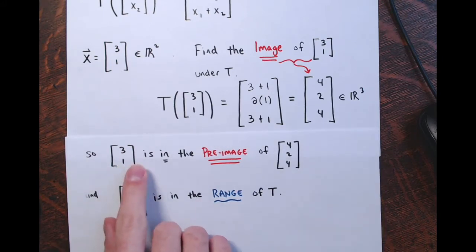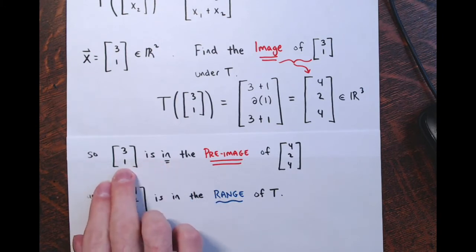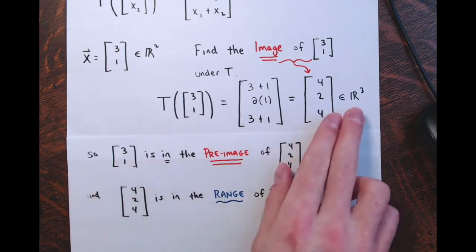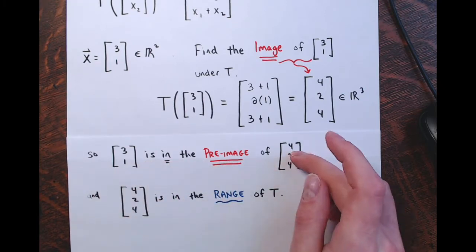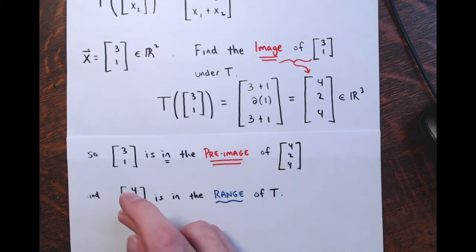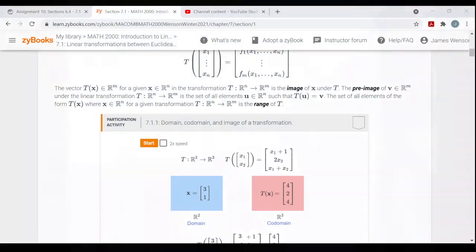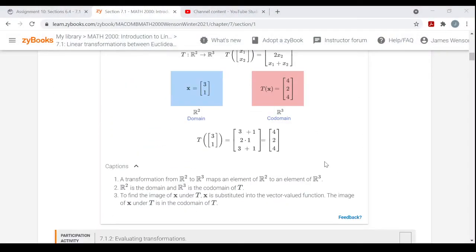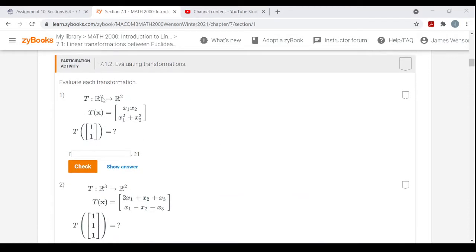So again, this vector here is one of the vectors. Again, it's probably the only one. I think it's the only one, but there might be other ones. But this vector we've seen here is in the pre-image of that output vector, 4, 2, 4. And any vector that is an actual output, like 4, 2, 4 is, would be in the range of the transformation. So again, just so you get the terminology, seeing it used at least once. And I explain all that here. All right. So again, all you're doing in this first activity is plugging in values.